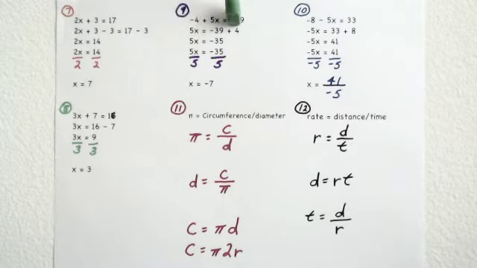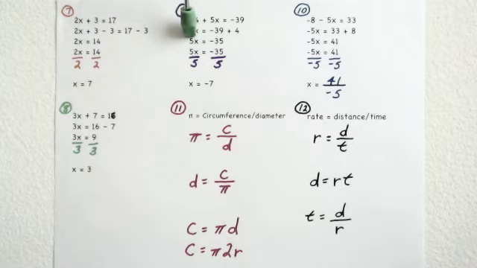plus 4. 5x equals negative 35. Negative 39 plus 4, the signs are different, so we find the difference in these numbers and keep the sign of the larger number. Now I need to get the 5 away from the x. 5 is being multiplied to the x, so I must divide by 5.